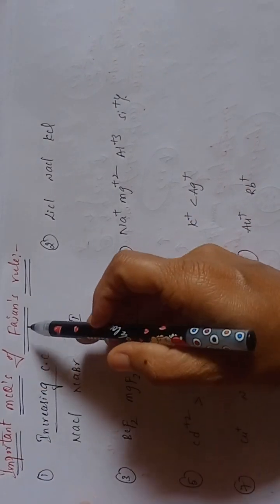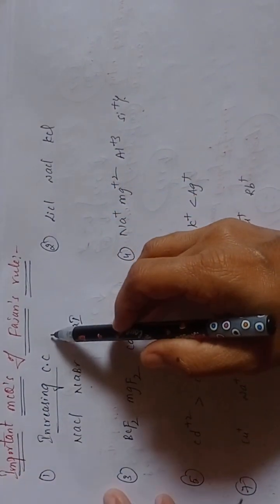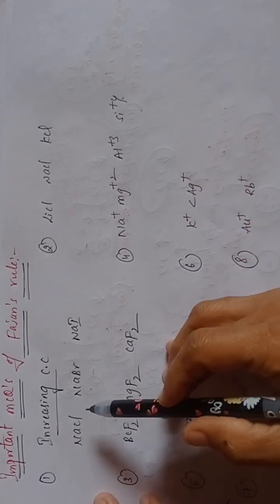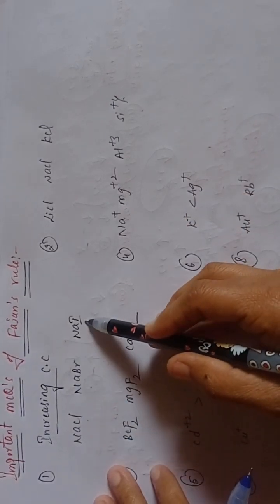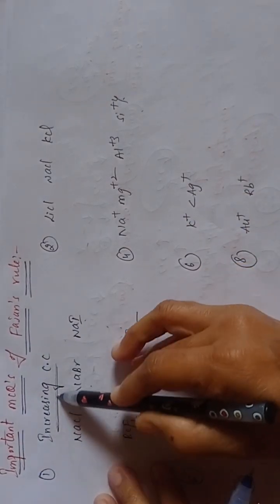See here, important MCQs of Fajan's rule. Increasing covalent character you have to write. Some examples I am taking here: NaCl, NaBr, NaI. Which is having the more covalent character? Increasing order you have to write.